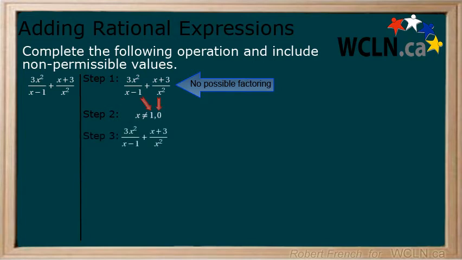We want to find the lowest common denominator, so take x minus 1 and x squared and find the lowest common multiple. Here, the lowest common multiple is the 2 terms multiplied together. So our common denominator is x minus 1 multiplying x squared.